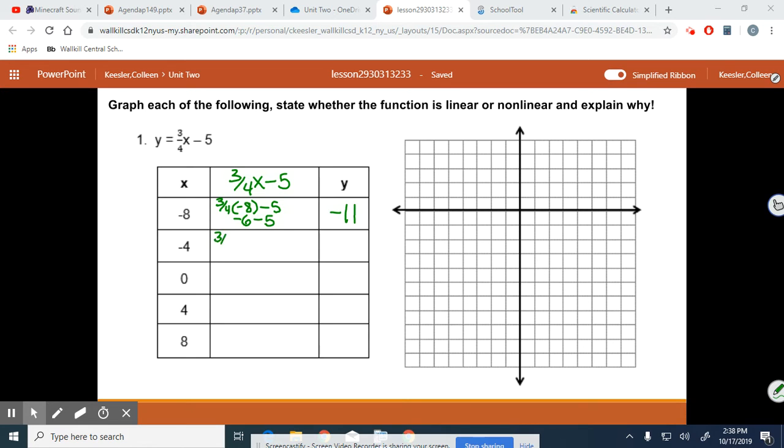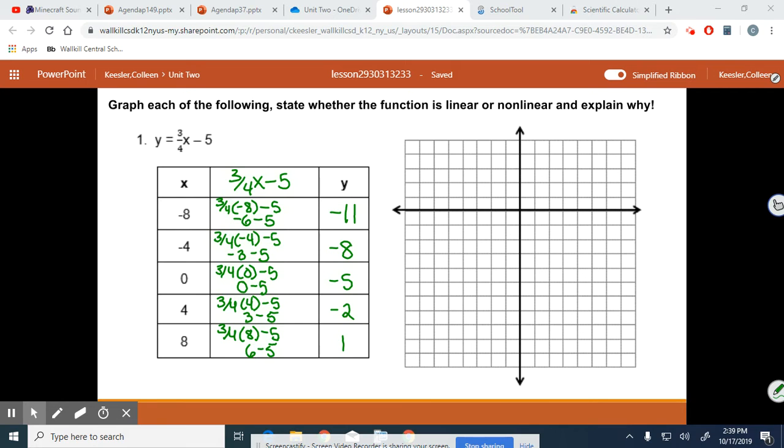Plug in the -4. -4 divided by 4 is -1 times 3 is -3 minus 5 is -8. Plug in the 0. 3/4 of 0 minus 5 is 0 minus 5, which is -5. Plug in 4. 3/4 of 4 minus 5 is 4 divided by 4, which is 1 times 3 is 3 minus 5 is -2. Plug in the 8. 3/4 of 8 minus 5 is 8 divided by 4, which is 2, times 3, which is 6 minus 5, which is +1. Now we're going to go ahead and graph those on our coordinate plane.